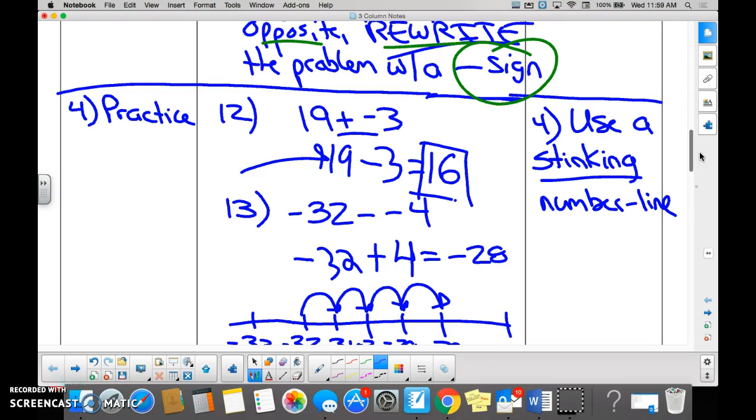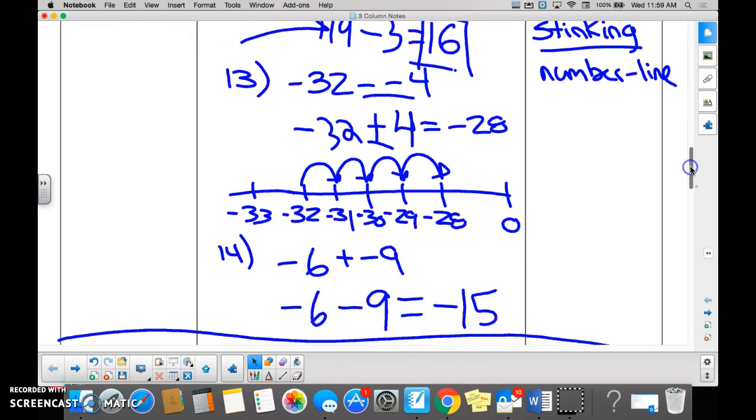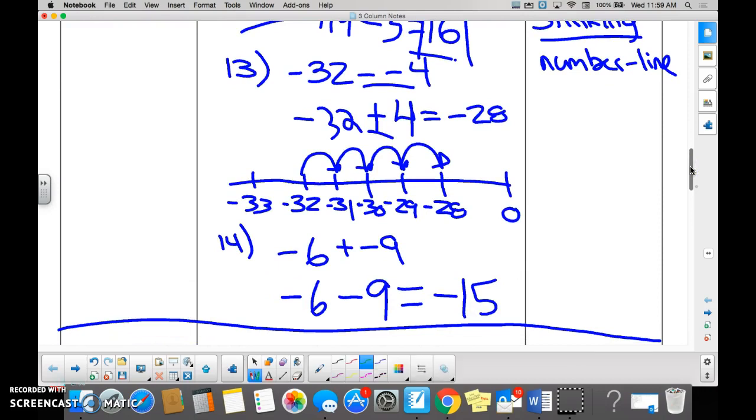Number 13, Severe, we have a negative and a negative, so we rewrite that as a positive, right? But then, so Logan, you came up and did this one, and Logan's not the only one. Logan did the rewrite perfectly well, but then he forgot to use what? He forgot to use a number line. Because we're dealing with negatives, it's a really good idea to use a number line. And so once we drew our number line, and we realized we started at negative 32 and we gained 4, we found out that the answer was negative 28.